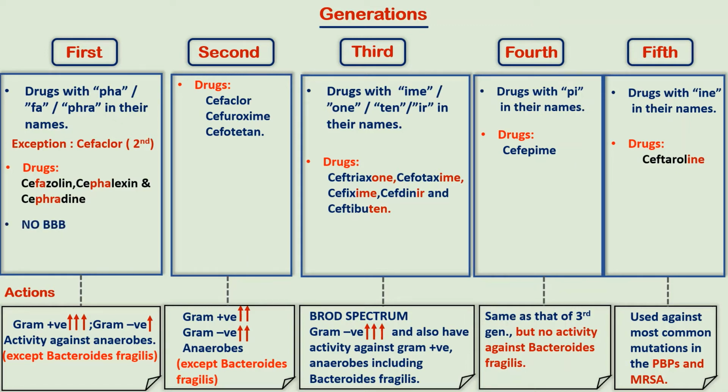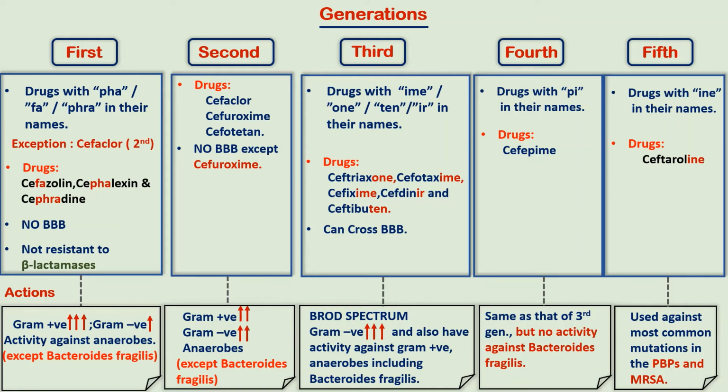The first generation generally do not cross the blood-brain barrier, while the third generation do cross the blood-brain barrier. The second generation do not cross the blood-brain barrier except cefuroxime. Among the first generation, cefazolin has a longer half-life and can be used for surgical prophylaxis. The first generations are not resistant to beta-lactamases produced by the bacteria.